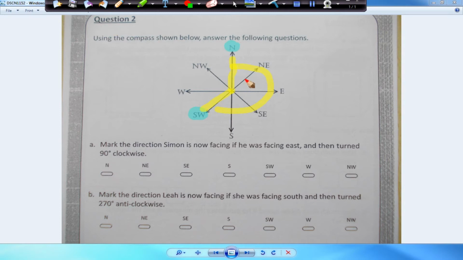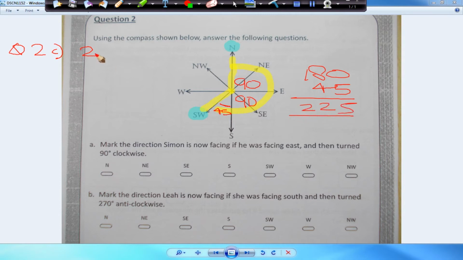From here to here is 90, and that's another 90, and then that one's going to be half of 90, which is 45. So we've got 180 add 45, which will give us an answer of 225. Excellent, that's beautiful. So I'm going to write it down manually here. Question 2C, the answer is 225. I'm writing here manually, folks. I'm not changing the page, otherwise we lose the compass.